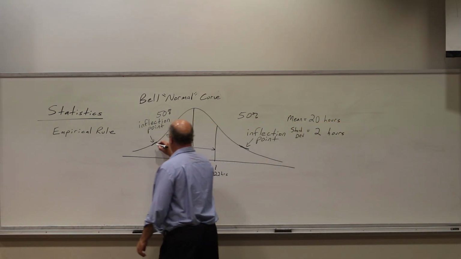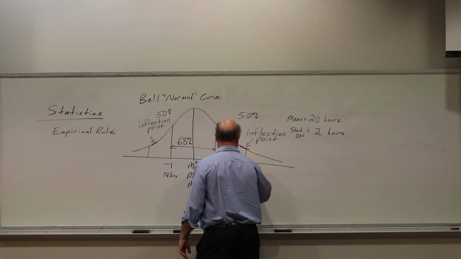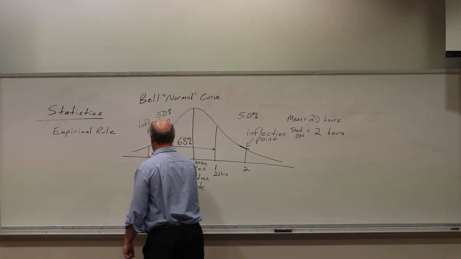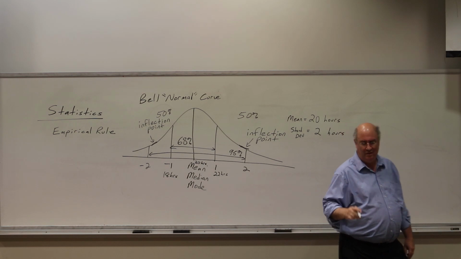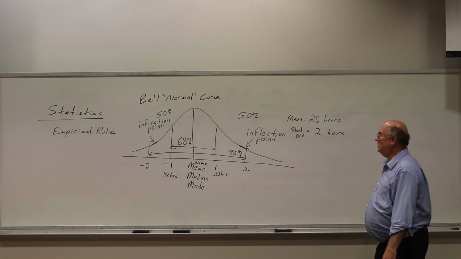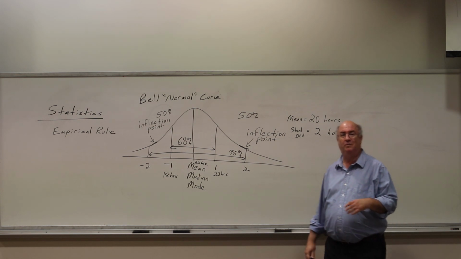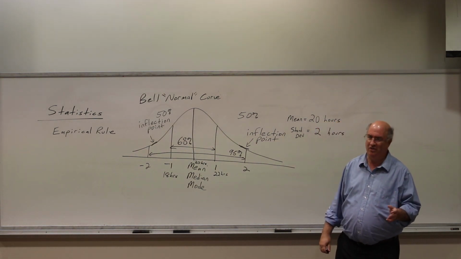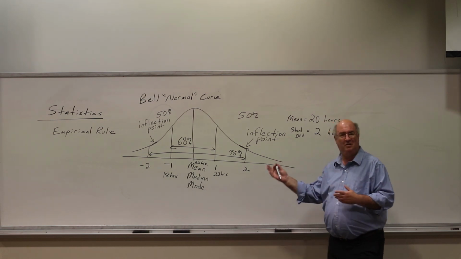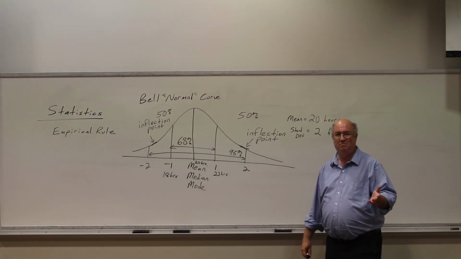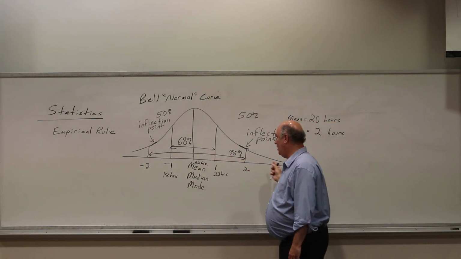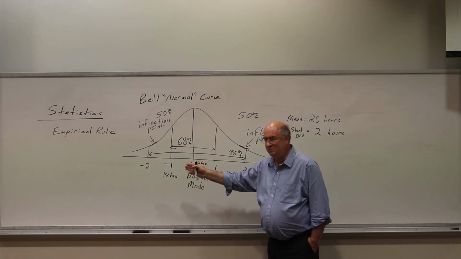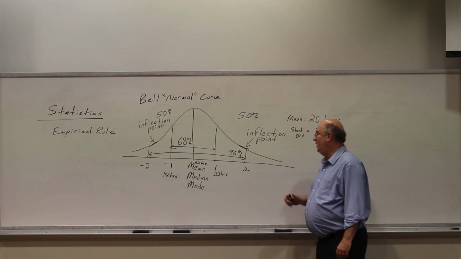Then we go further out. This will be 95%. Again, it's rounded to 2. When we do a standard bell curve or standard normal curve, we'll see it's actually 1.96. But for the purposes of knowing the empirical rule, we'll round it to 2. So 95% of the students are going to be working between -2 standard deviations and +2.